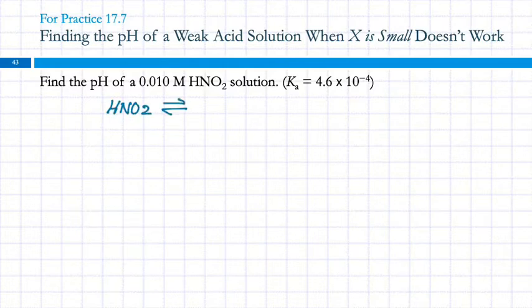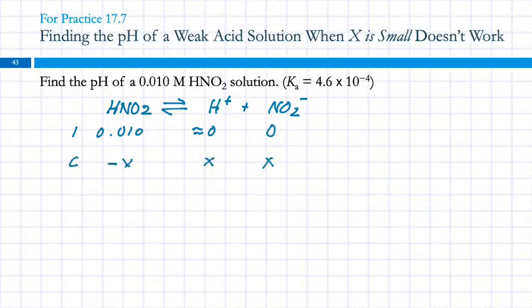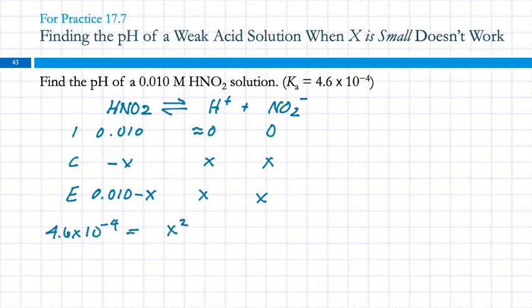HNO2 would be in equilibrium with H plus and nitrite ion. Initial 0.010, approximately 0 and 0. So Ka, 4.6 times 10 to the minus 4, is going to equal x squared divided by 0.010 minus x.